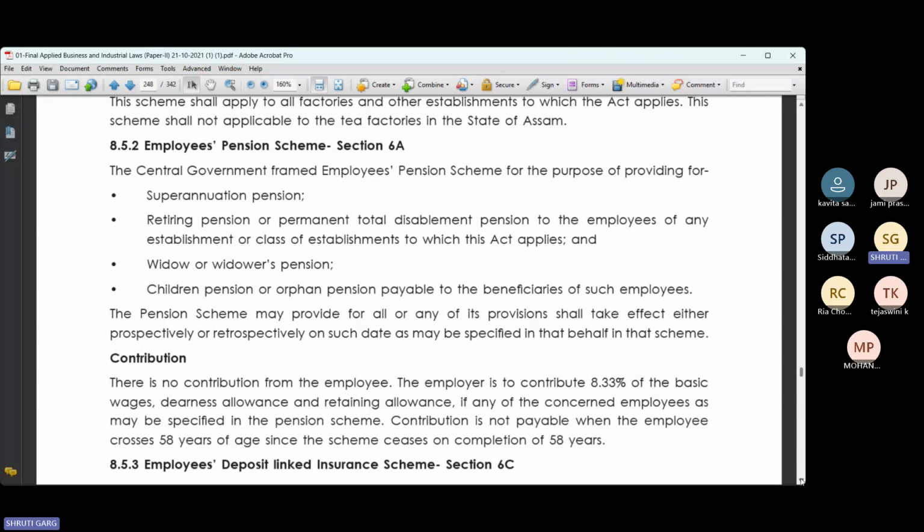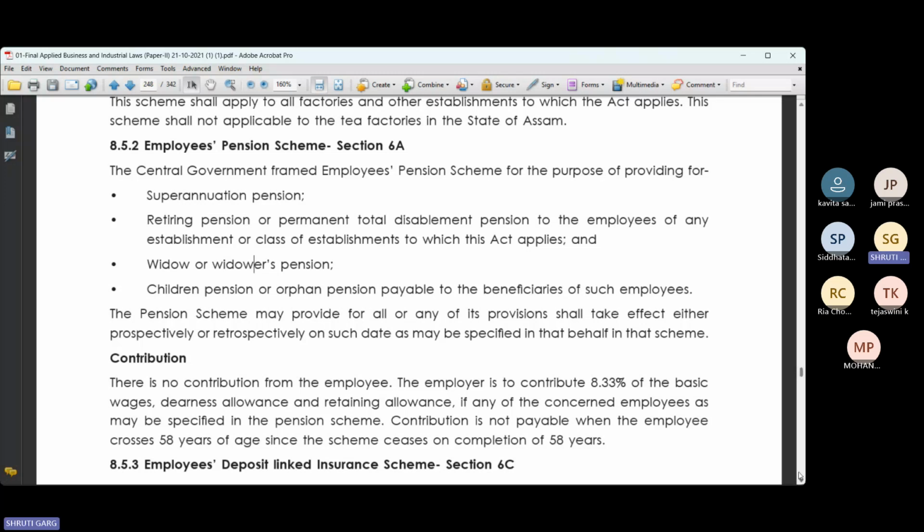Contribution: no contribution from the employee. There is no contribution. The employer has to contribute 8.33% of the basic wages, dearness allowance, and the retaining allowance, if any, of the concerned employees as may be specified in the pension scheme. And the contribution is not payable when the employee crosses 58 years, since the scheme ceases on the completion of 58 years. So this is the superannuation scheme.